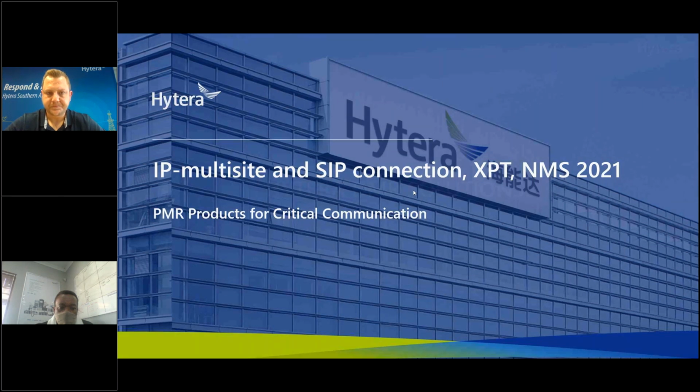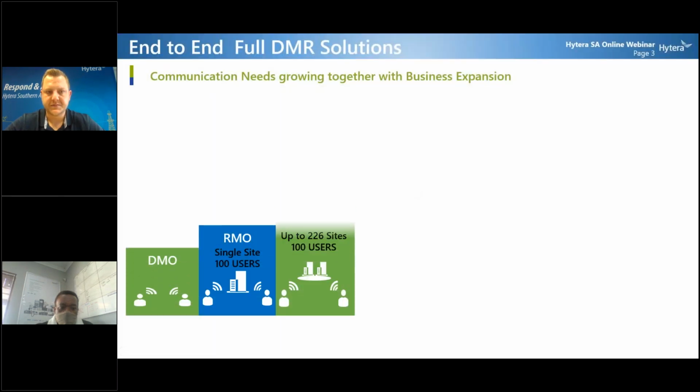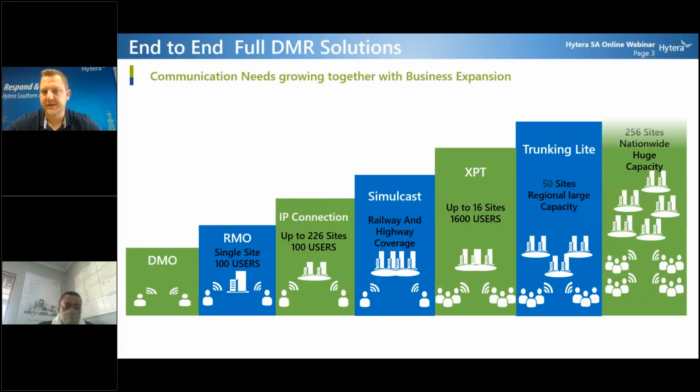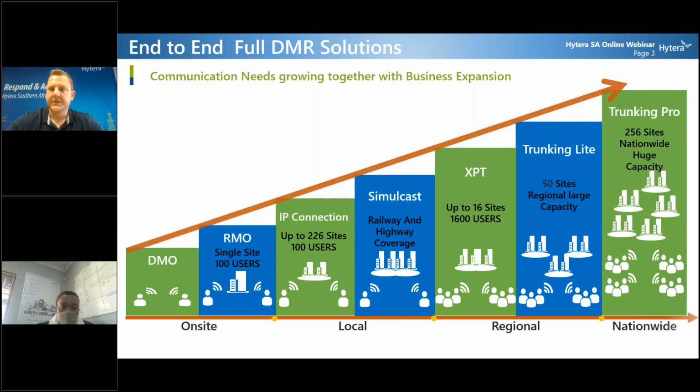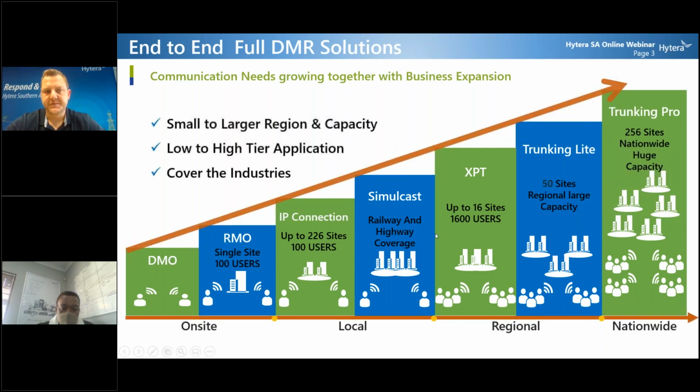Okay, so let's first start with the different systems that are available from Hytera. If you look at this slide, you'll see on the left-hand side we have DMO, which is direct mode operation. That's radio to radio, with no system or anything. Then we have what we call RMO, which is repeater mode operation, where you've got a repeater and radios connected and talking through the repeater. That gives you expanded coverage.